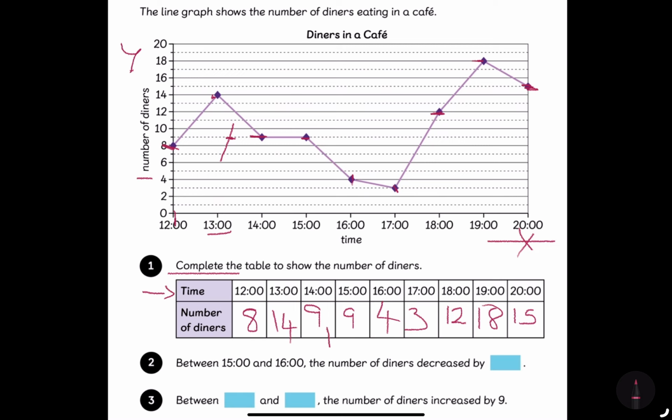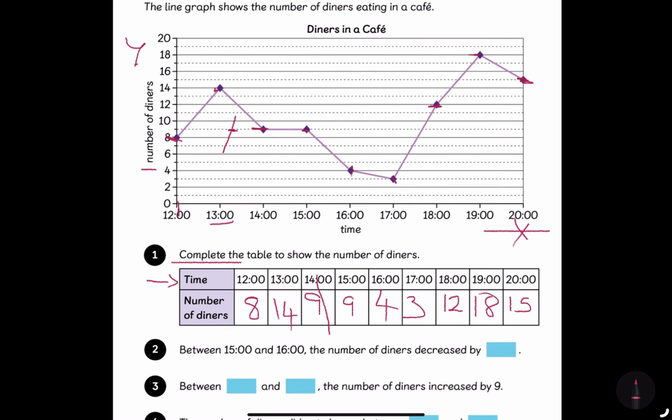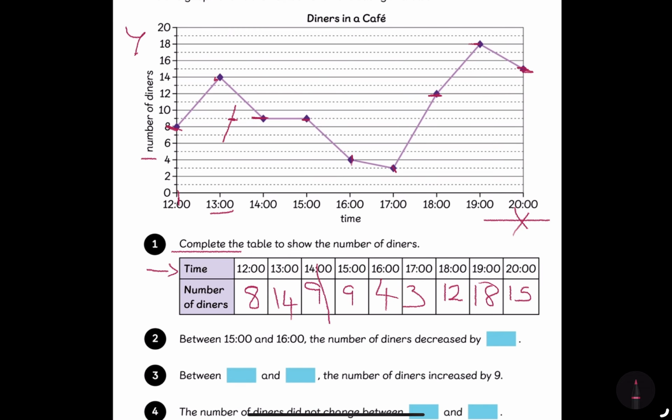Now, after filling the table, the question is asking me between 15 and 16, the number of diners decreased by. So my 15 is here and my 16 is here. So they are asking how many diners did it decrease by. Of course, if it is asking me to decrease, that means I'm going to subtract. So 9 minus 4, we know my answer is 5. Therefore, I will write 5 here.